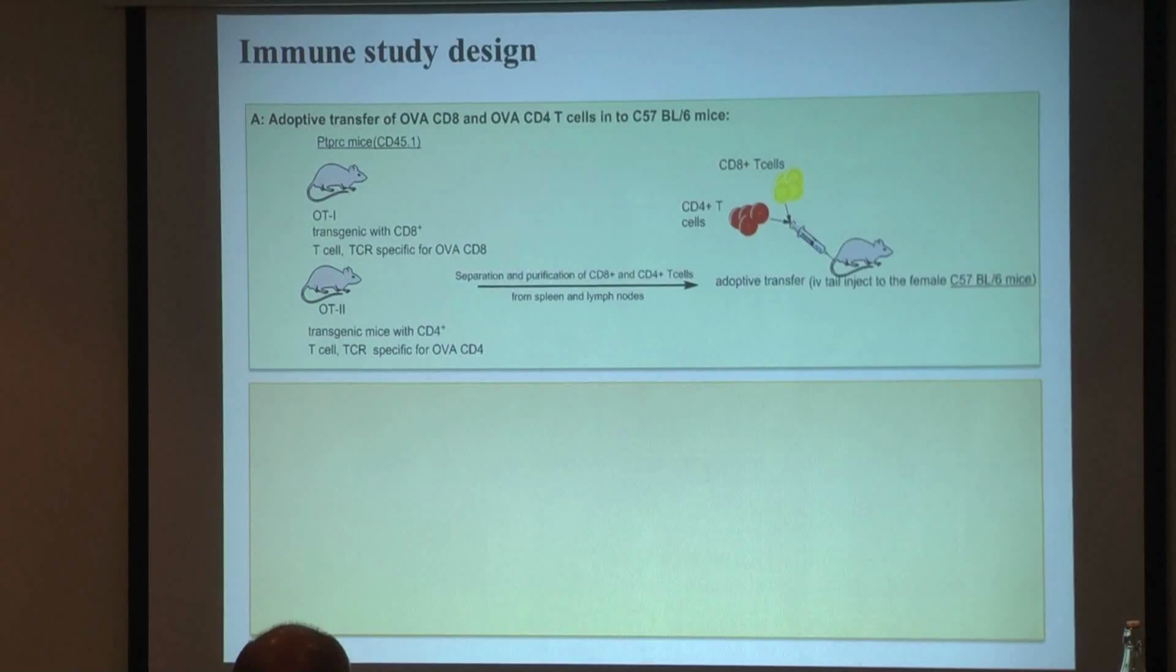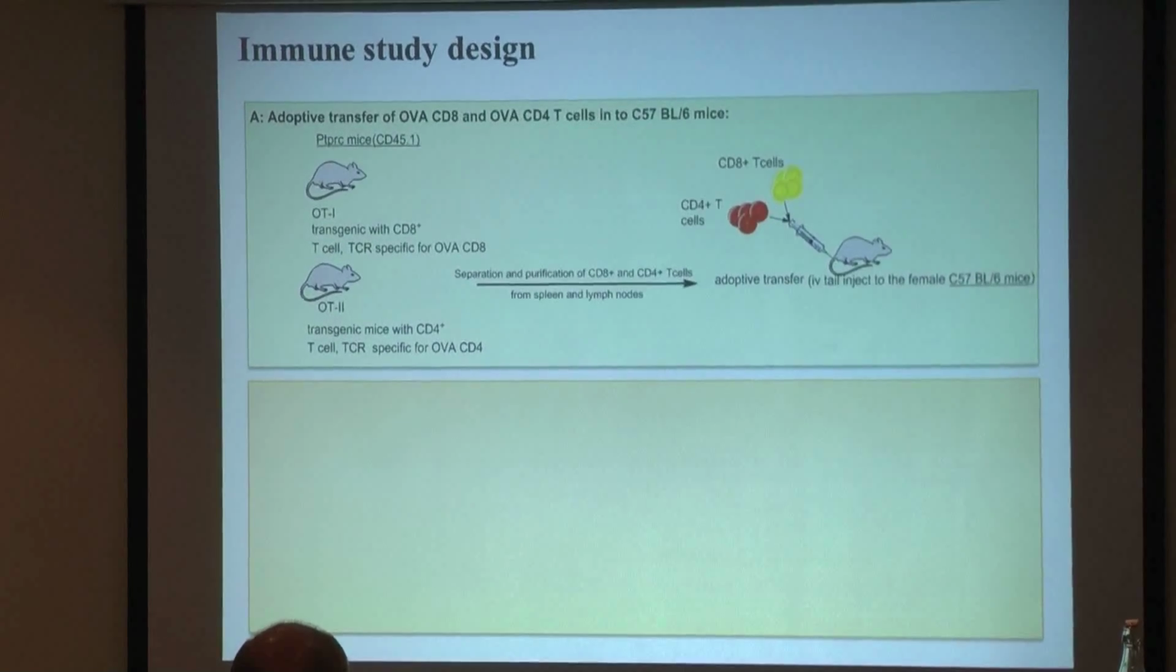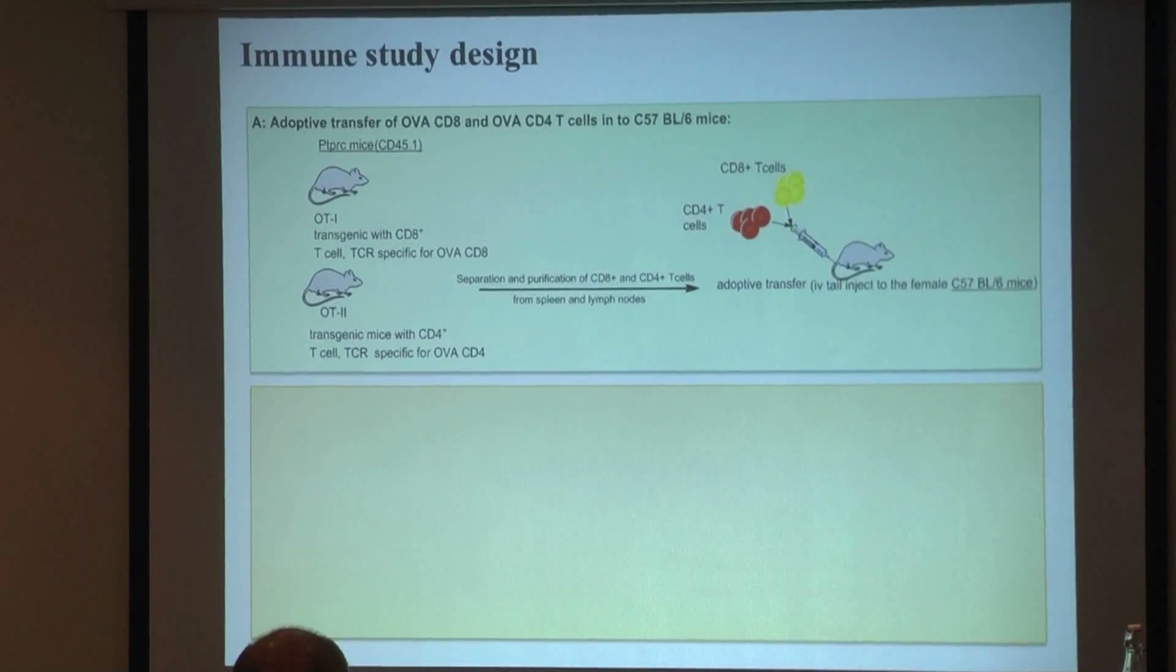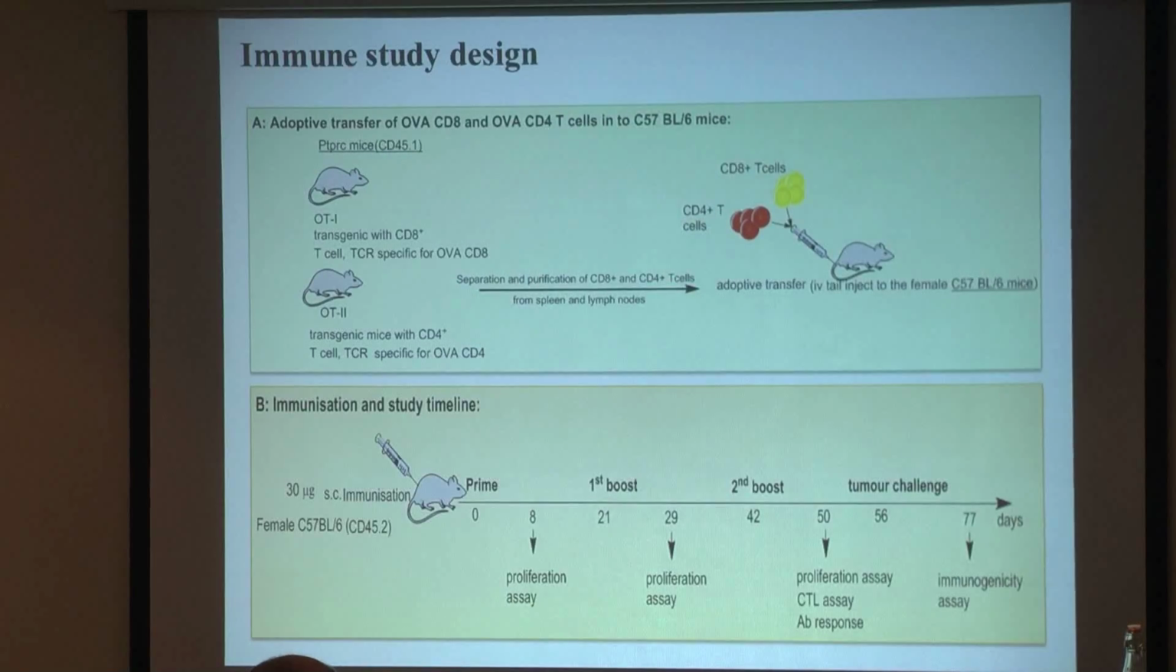As we used ovalbumin as an antigen model, we used mouse ovalbumin models, which are OT1 and OT2. OT1 is a transgenic mouse containing CD8 T cells specific for the OVA CD8, and OT2 is a transgenic mouse with CD4 T cells specific for the OVA CD4. So we separated and purified these T cells and equally mixed them, adoptively transferred them to naive Black 6 mice, and then vaccinated these mice and looked at the expansion of these T cells in the vaccinated mice during the immunization course.